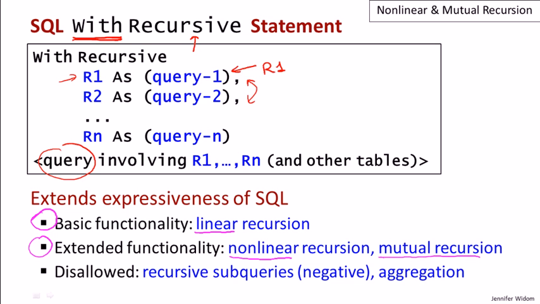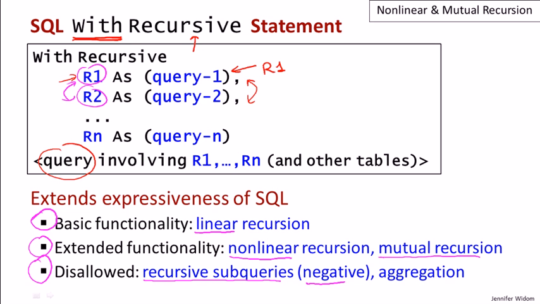And then there's mutual recursion, where R1 here might be defined in terms of R2, which itself is defined in terms of R1. And we saw one interesting example where we'd like to use mutual recursion, where it was appropriate. Finally, in terms of what's disallowed, recursive subqueries, by that I mean referencing the recursively defined relation in a subquery, is actually in the SQL standard, not supported by the Postgres system that we were using.